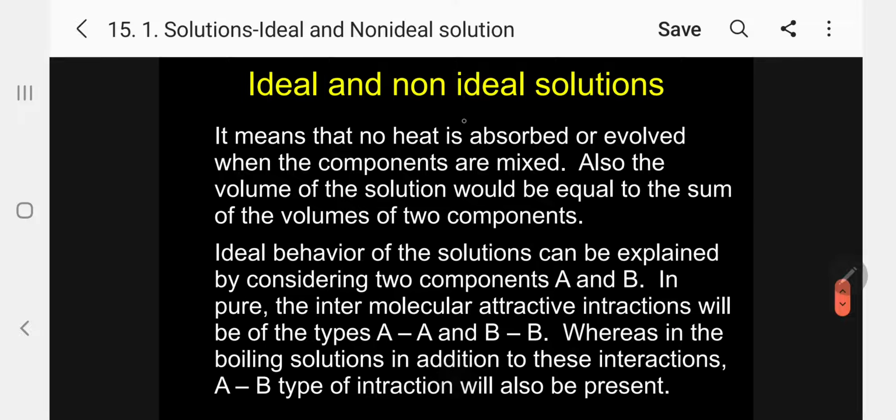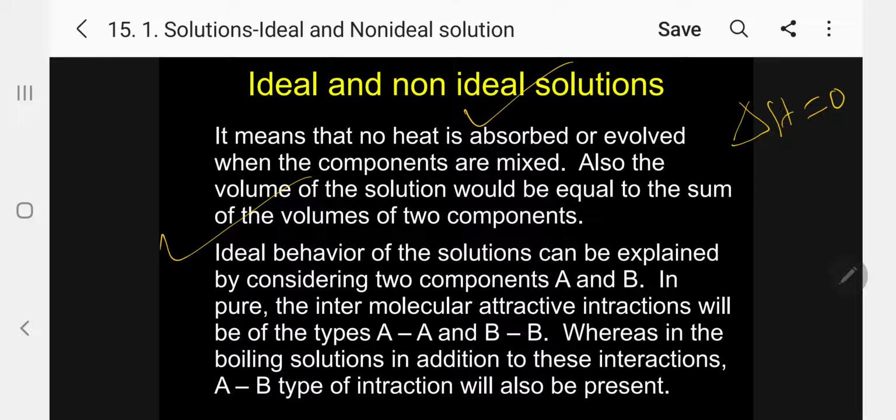It means that no heat is absorbed or evolved when the components are mixed, that is delta H equals 0. Also, the volume of the solution will be equal to the sum of the volumes of the two components: 10 plus 10 equals 20, 20 plus 20 equals 40. It will not be greater than 40 or less than 40. Kindly follow. So the volume of the solution would be equal to the sum of the volumes of the two components. So both these conditions are satisfied by an ideal solution.